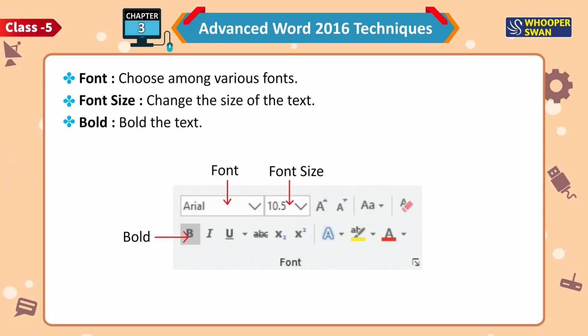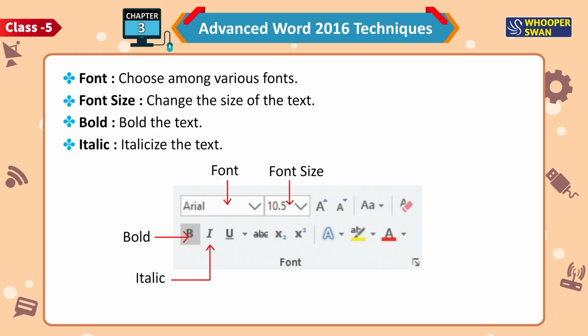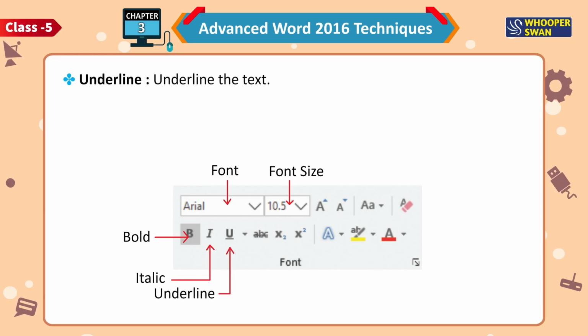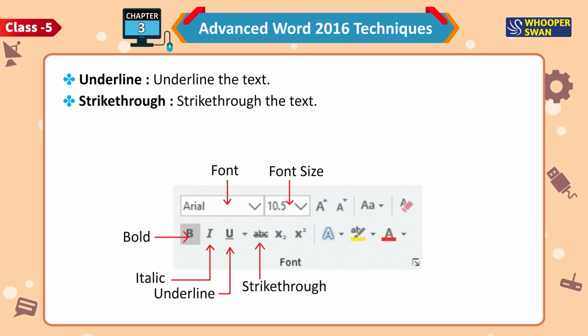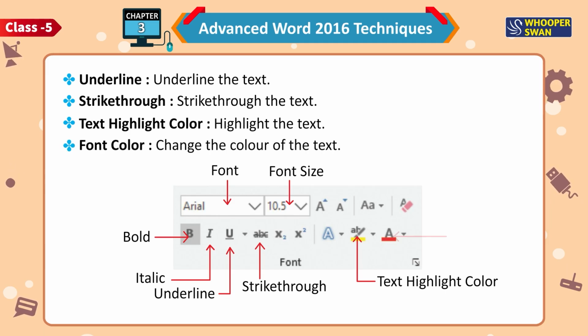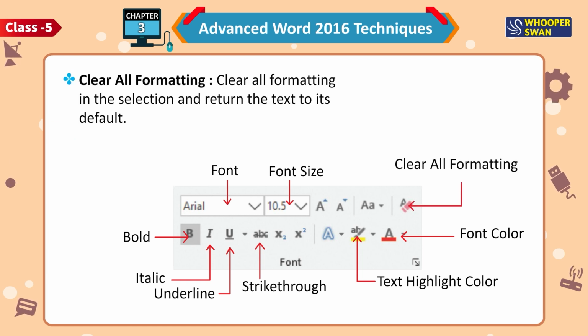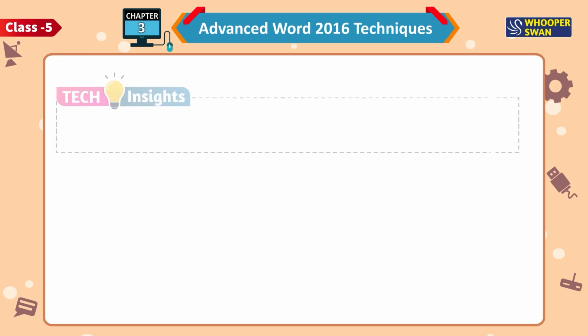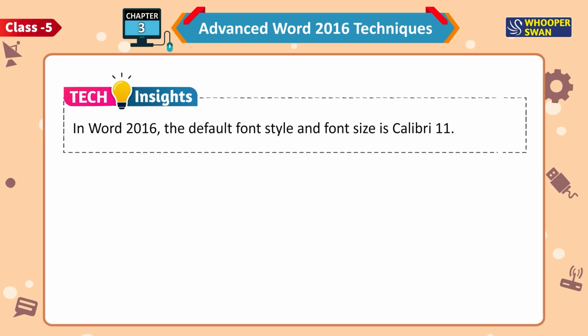Bold, bold the text. Italic, italicize the text. Underline, underline the text. Strike through the text. Text highlight color, highlight the text. Font color, change the color of the text. Clear all formatting in the selection and return the text to its default. Tech Insights. In Word 2016, the default font style and font size is Calibri 11.